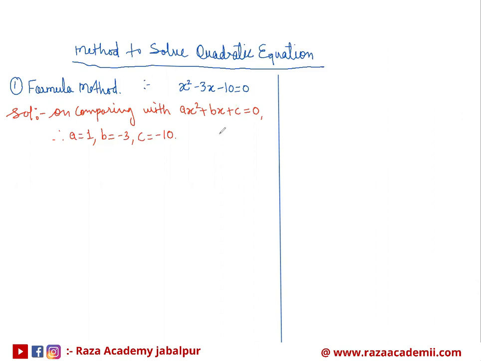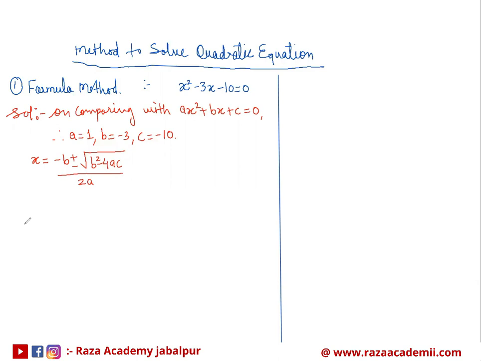After this, we will use the quadratic formula. So the quadratic formula is x equals to -b plus minus root over b square minus 4ac upon 2a. This is the quadratic formula. Now we will substitute the values in this quadratic formula.